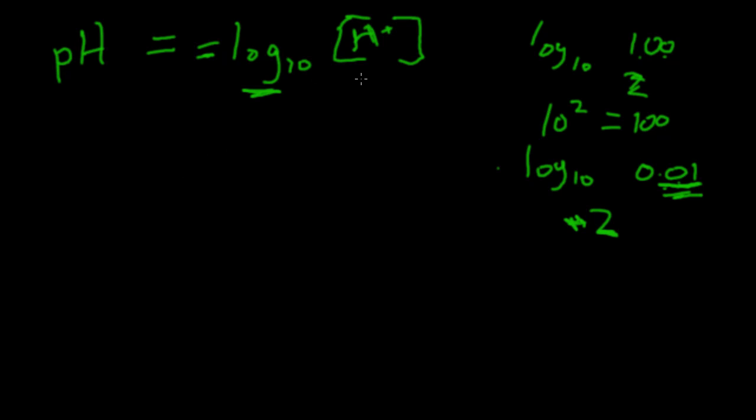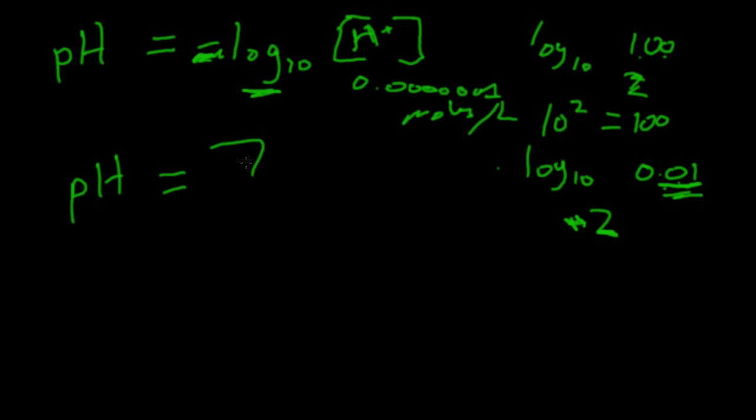So because this has 6 zeros, 7 decimal places, in the case of neutral water, and it's got a negative log 10, the log 10 of it is negative 7, and the pH of it, so this is the moles per liter concentration, pH equals 7.